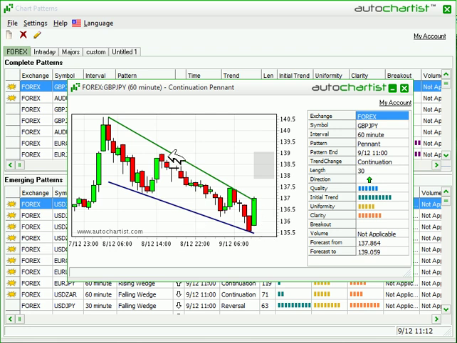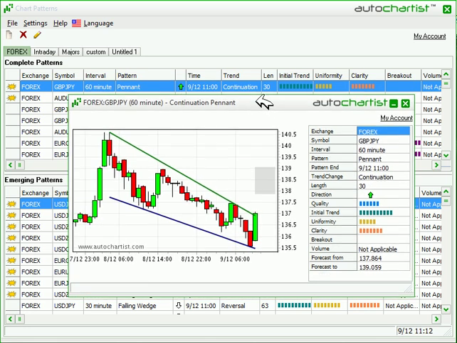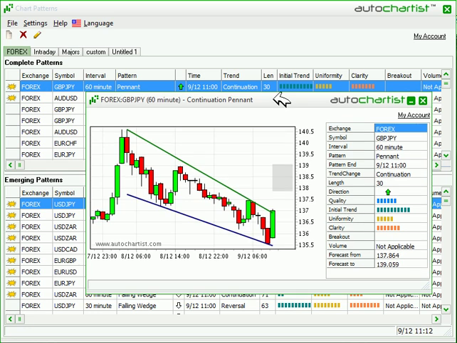So, a couple things to note. This alert that I've brought up here of the pound yen 60 minute is what? It's a continuation pennant. Now, not that I'm disagreeing with AutoChartist, and certainly what defines a pennant could be different from trader to trader. I mean, pennant to me usually is more along the lines of a triangle, and even more specifically, more along the lines of a symmetrical triangle.